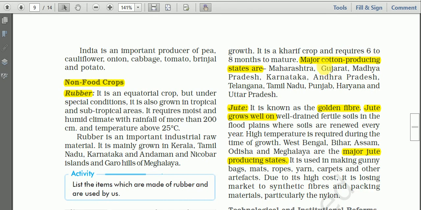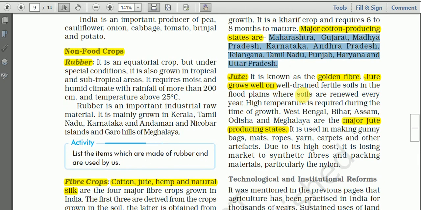Then important cotton producing states are Maharashtra, then Gujarat, Madhya Pradesh, Karnataka, Andhra Pradesh, Telangana, Tamil Nadu, Haryana, and Uttar Pradesh. So these are the producing states. Remember these for the map questions.